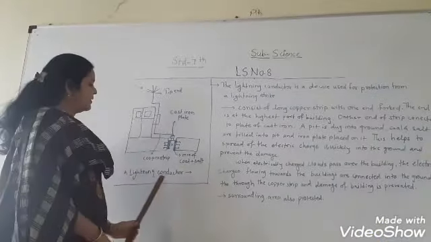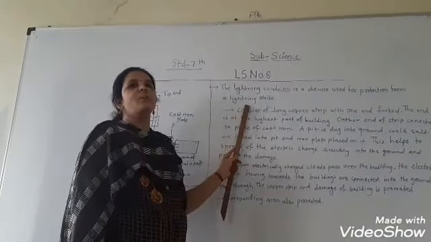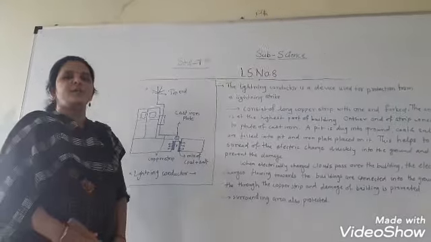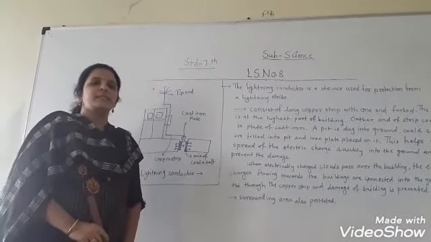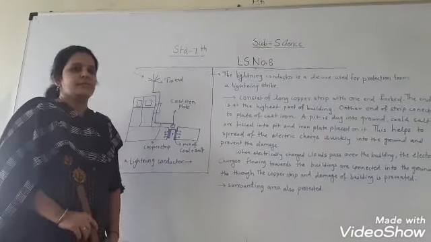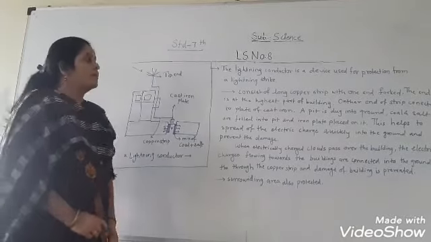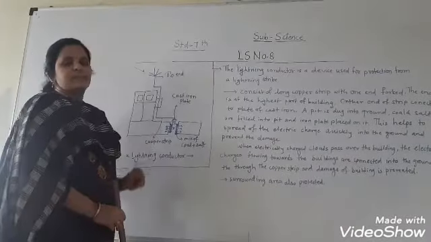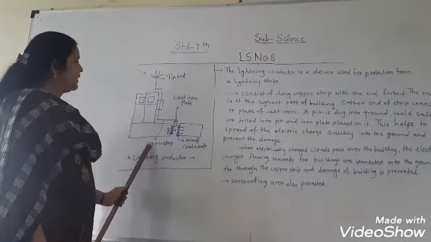Now, lightning conductor. A lightning conductor is a device used for protection from lightning strike. Already you had more information about lightning strike. Sometimes it is very useful, but sometimes it is very harmful and brings damage to us. Now, we will first see the construction of a lightning conductor. It is made up in this way.